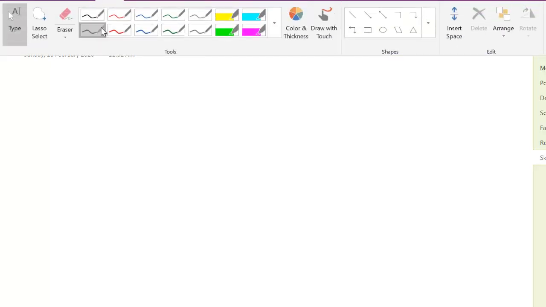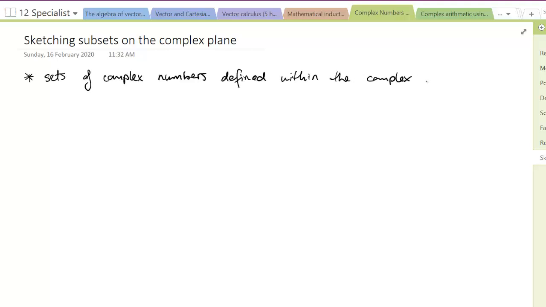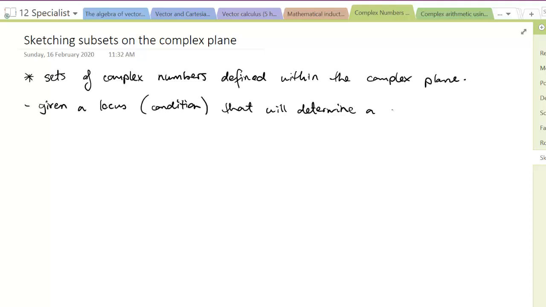Okay. In this lesson, we're looking at sketching subsets on the complex plane. So essentially, we're looking at sets of complex numbers defined within the complex plane. We'll be given a locus or a condition that will determine a set of values on the complex plane. The best way to look at this is to go through a set of examples, purely because the best way is to understand what the condition is telling you rather than to remember specific approaches for different types of functions. Okay, so we'll look at the first example.